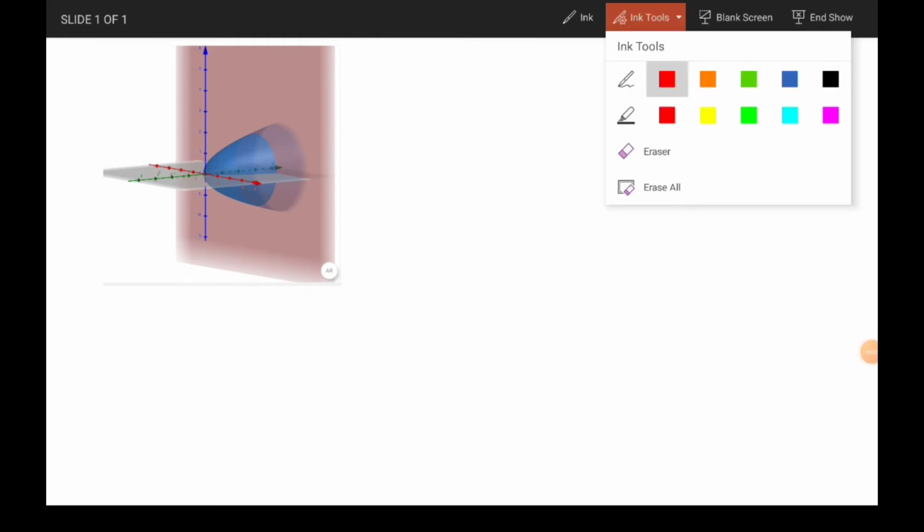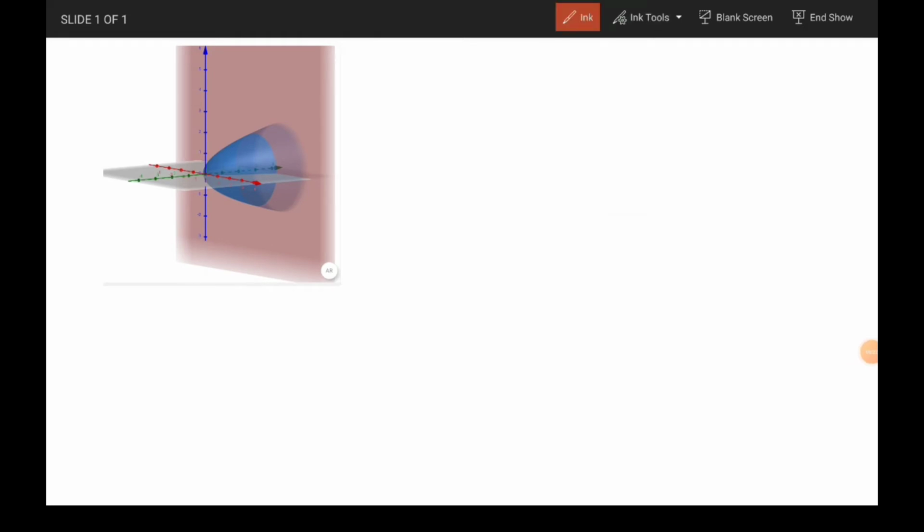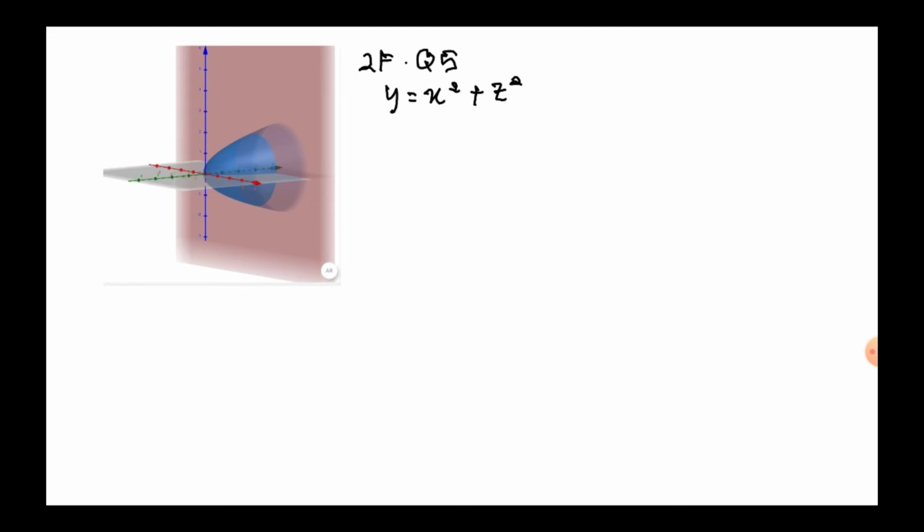Okay, in this video, I will show you how to find the interval, but not solve it until the end. It's just how to find the interval. In this picture, you can see that they have a paraboloid. This is from the question, exercise 2F, question 5 in the book. This is the paraboloid with the equation y equals x squared plus z squared.